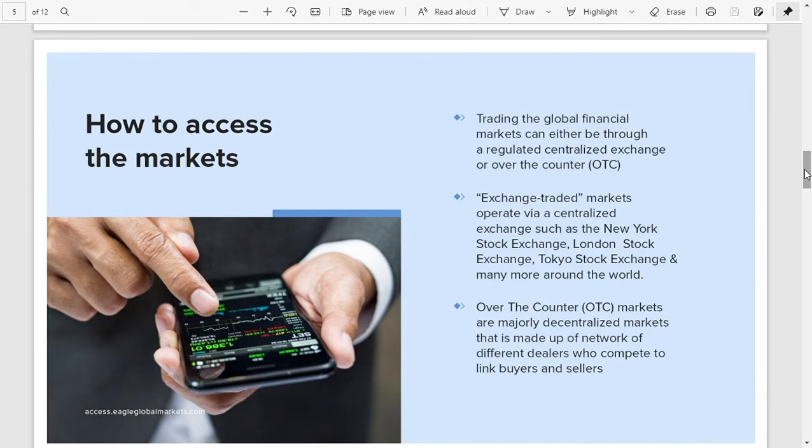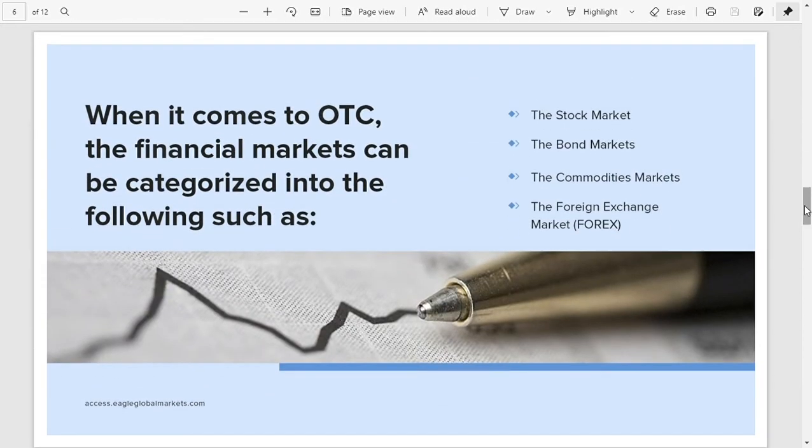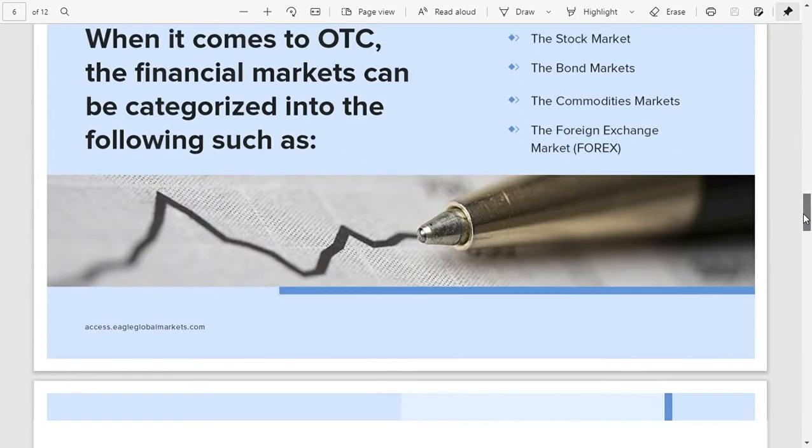An example of over-the-counter markets is we at Eagle Global Markets. We're a broker that offers you the financial service over the counter from your mobile phone or your laptop to the financial markets. When it comes to over-the-counter markets, the financial markets can be categorized into the following, such as the stocks market, the bonds market, the commodities market, and the foreign exchange market.